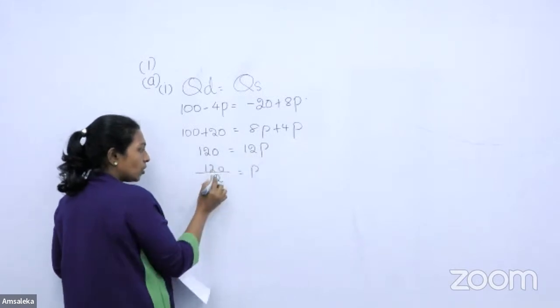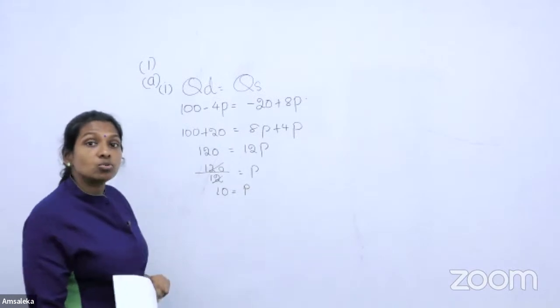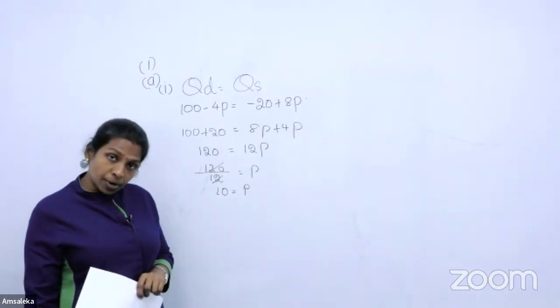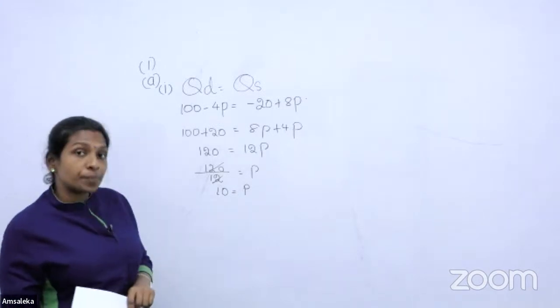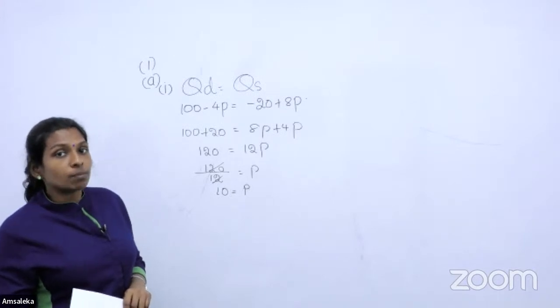Now what is the P answer? We are going to divide by this 12. P is now 10. Okay, dear, P is 10. This is the equilibrium price. So we found the equilibrium price. Now the next step is to find the equilibrium quantity.